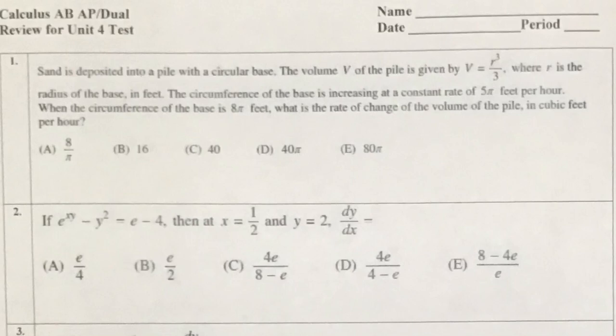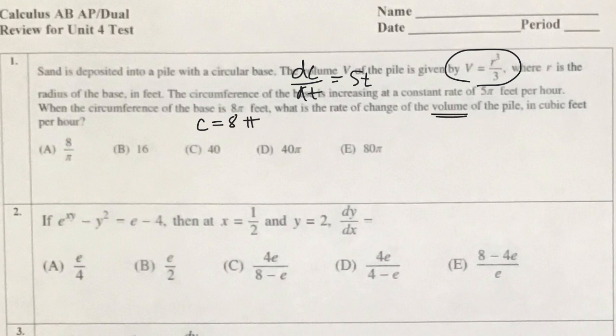Okay, here on number 1, we are told that the sand is being piled into a conical base, but here is our volume formula. Okay, the circumference of the base, dC/dt, right, the derivative of the circumference with respect to time. And the circumference is 8 pi, find the rate of change of the volume.